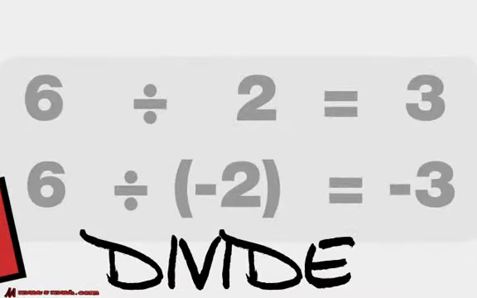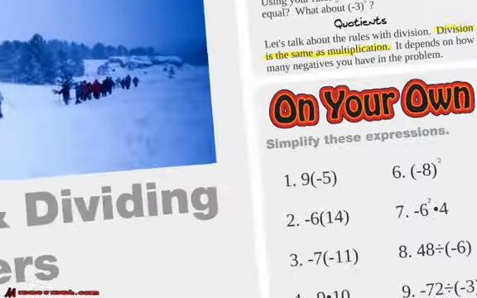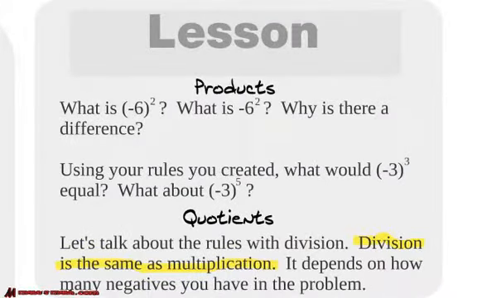And dividing, same thing. If you think about it, what's 6 divided by 2? That's easy, 3. 6 divided by negative 2 is negative 3. Right? Because if you do it backwards, what's negative 3 times negative 2? Positive 6.